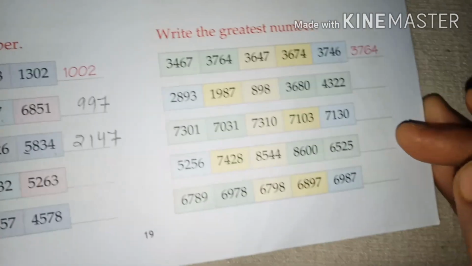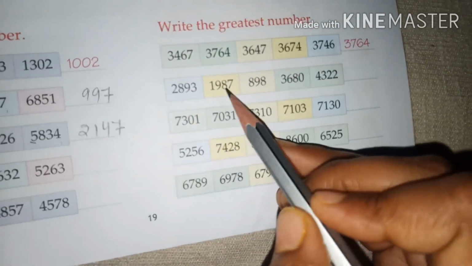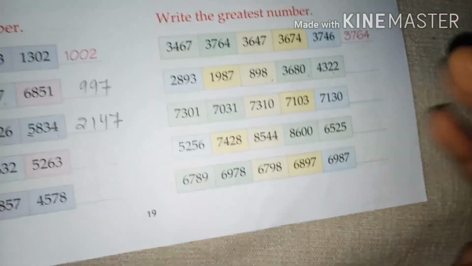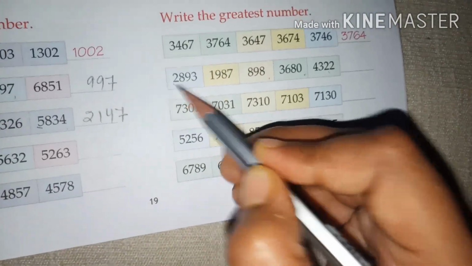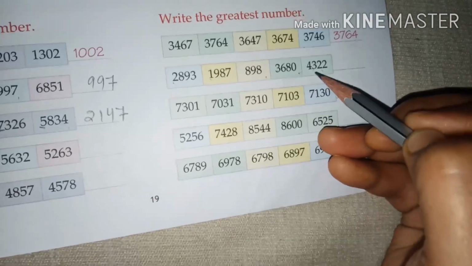Now write the greatest number. तो 4 digit, 4 digit, 3 digit, 4 digit, 4 digit. तो that means 4 digit number is the greatest one. तो अब उसका first digit check करते हैं. 2, 1, 3, 4. तो 4 is greater.